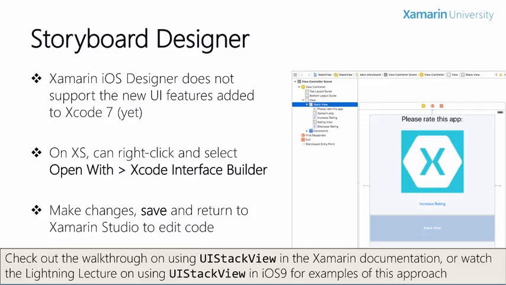This will create a temporary project for Xcode, fire up Xcode and load the storyboard, and there you can make your changes, add a UI stack view, do some constraints, all that jazz, save the file, and then switch back to Xamarin Studio on your Mac. Be aware that once you add some of these new UI bits into your storyboard, the Xamarin Designer will be unable to edit the file until we get our designer support added.